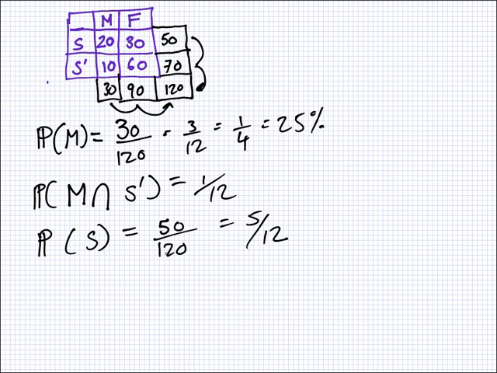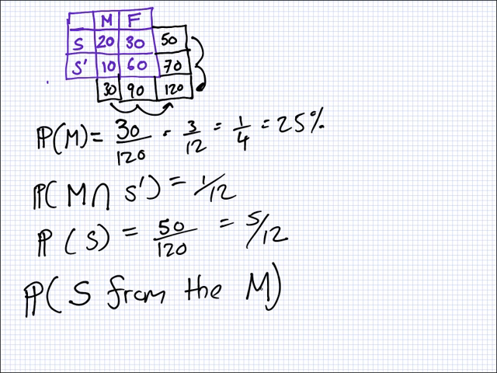Okay. Now, the next one I'll write out in words, but it's the probability of getting a smoker from the males. So you're selecting at random from the men in the group. What's the probability to get a smoker? 20 over 30. Okay. Yeah, there are 30 men, that's the total, and 20 of those men are smokers.